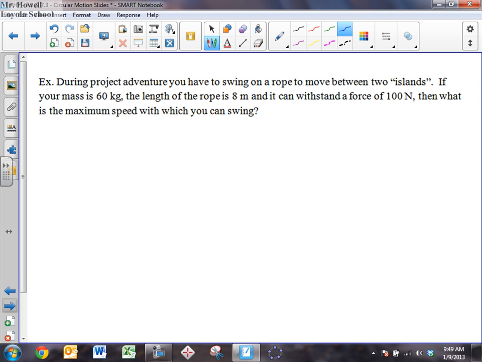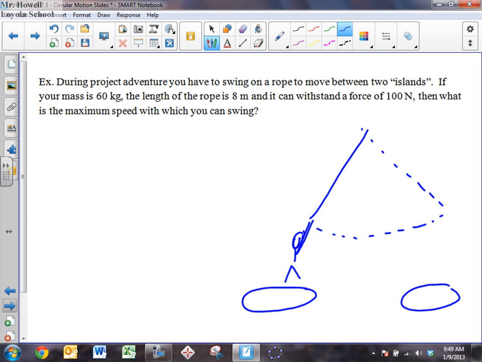Now, what I want to do is start by drawing a diagram first. Okay, so start by drawing a diagram, please. Here's the person beforehand, and say their hands are on the rope and they're about to swing. The person swings through this path from one island or one object to the other island. Agreed? Does that make sense, the diagram?